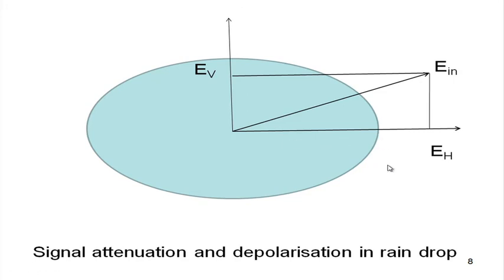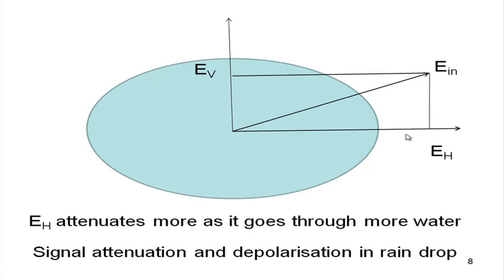Now, just look at it, the E h part will see more water content. As water absorbs electromagnetic energy, it will be reduced more compared to the minor axis side, that is E v. So let us say E h is reduced to this much, whereas E v is reduced to this much. Now, the resulting two vectors, when the electromagnetic wave comes out of the raindrop, will have a different amplitude and different direction. So E out amplitude is different from E in amplitude, and there is a theta rotation of the E vector.